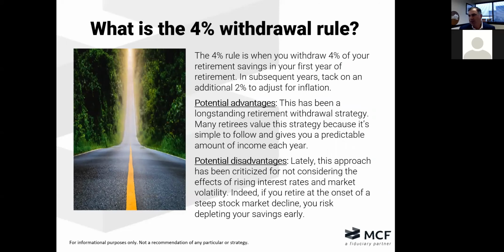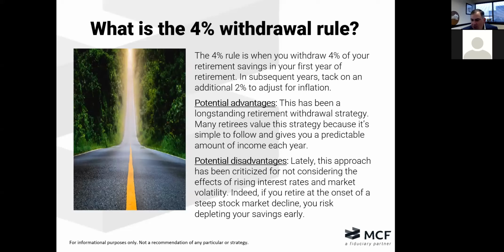So let's start with ones that are a little bit more basic in nature, and ones that maybe you've heard of, and this is the 4% withdrawal rule. This is a rule where you withdraw 4% of your retirement savings in your first year of retirement, and then in subsequent years, you would do 4% plus a 2% adjustment for inflation. Now it's a 2% adjustment of the 4%, not 2% more. So you don't go 4% the first year, 6% the second. You would just adjust your need up 2% from what that 4% rule was.